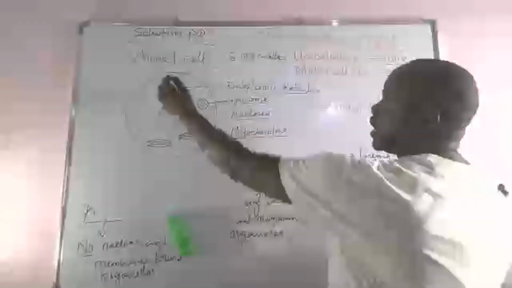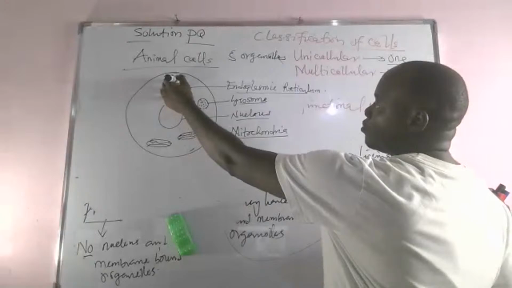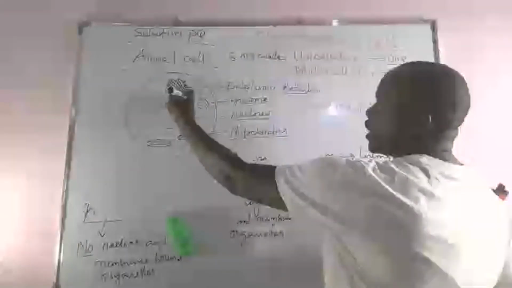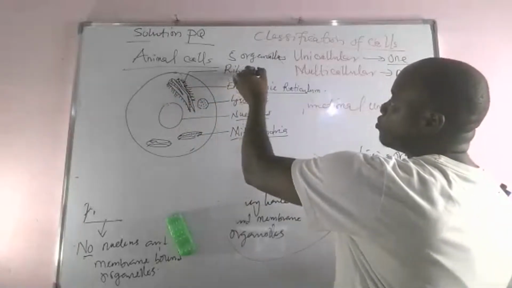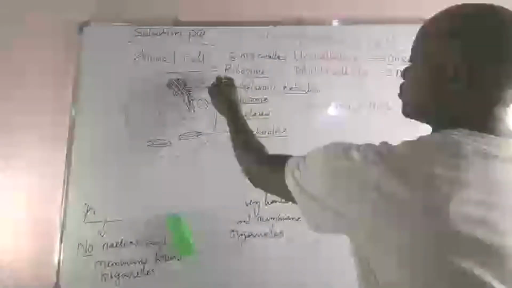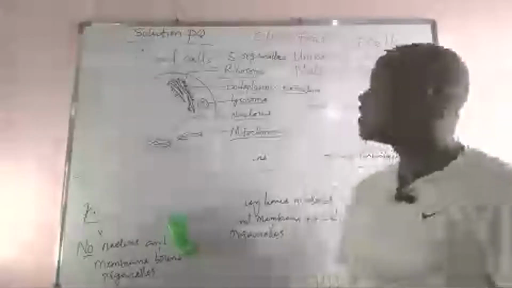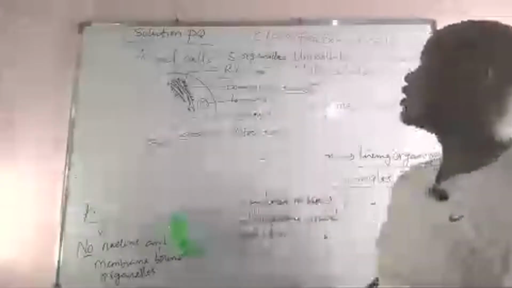Then, the ribosome is here. This thing that you are seeing attached here, this is ribosome. Ribosome is usually attached to endoplasmic reticulum. So you see here, we drew the animal cell showing the 5 different organelles. So it means that now we answer question 1A.